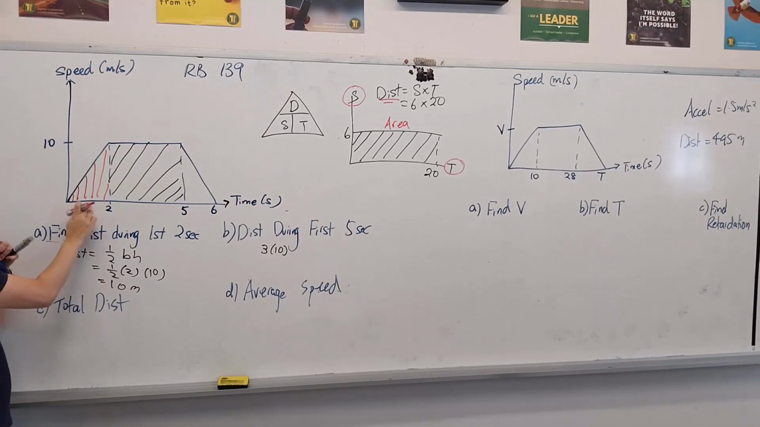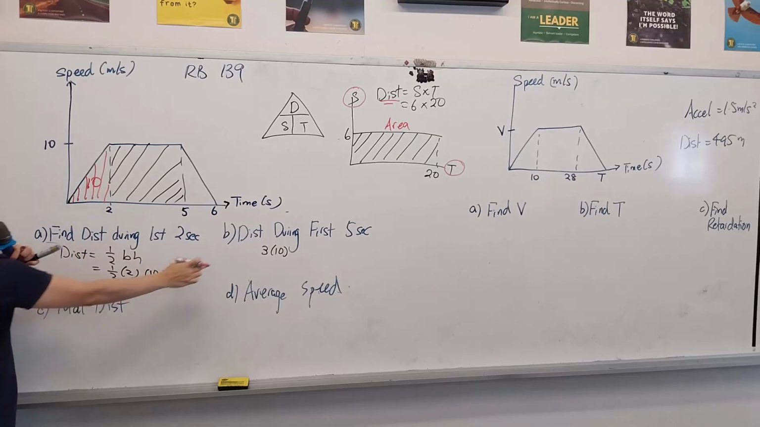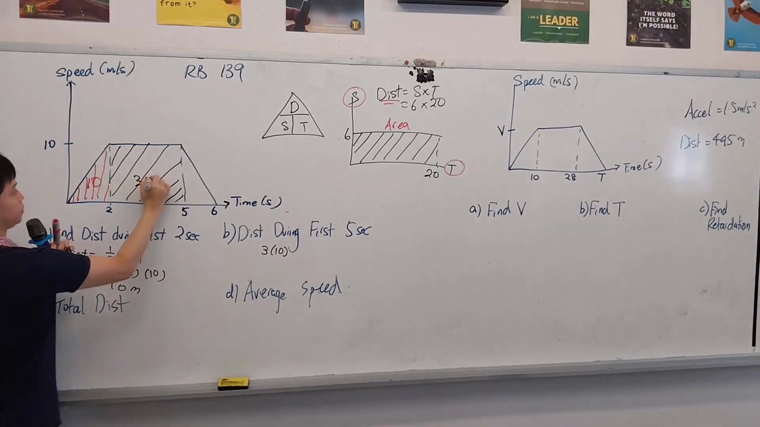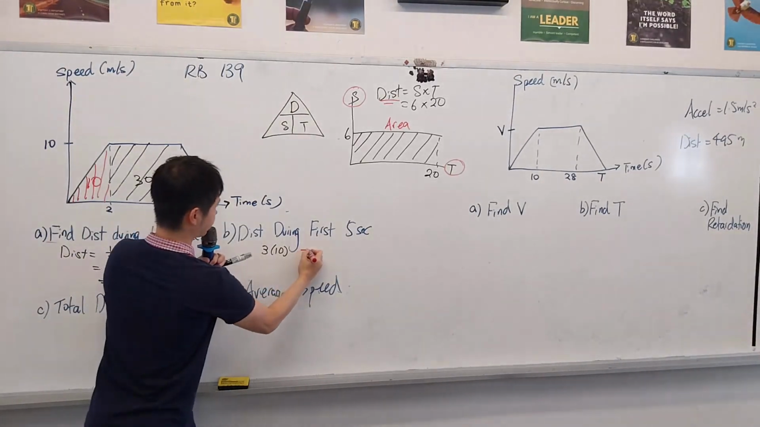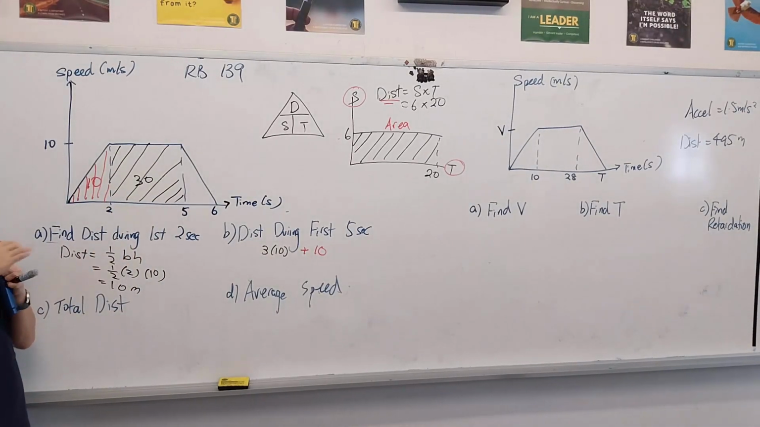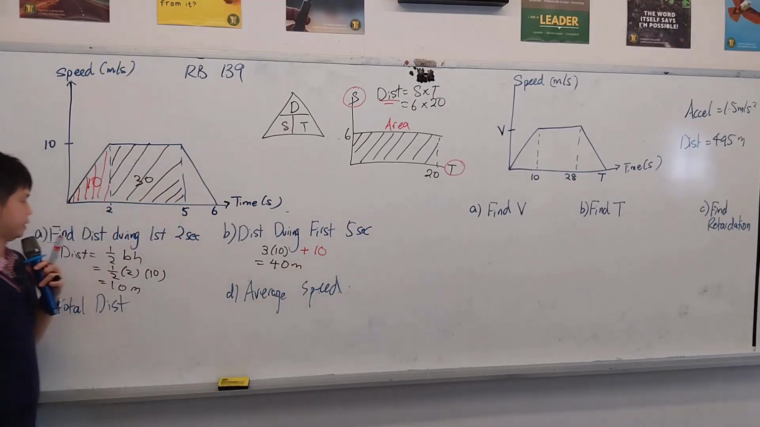So what is missing? I need to add this up. This one was 10. This one is 30. Altogether, it will be 40. So I will need to add another 10, the red color part. The total distance is 40 during the first 5 seconds.